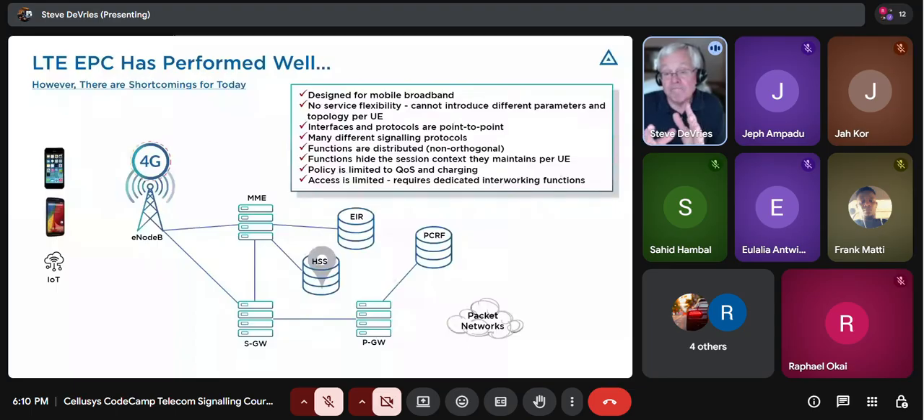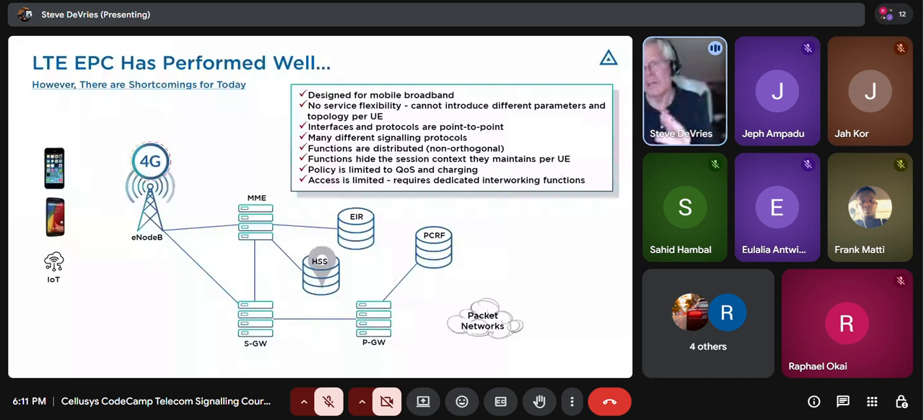These functions are non-orthogonal. In other words, these functions are distributed here, and you can't move those functions around. What an MME does is what an MME does. What an EIR does is what an EIR does. So again, it's performed well, but it's not flexible. Oftentimes, functions hide the entire context.